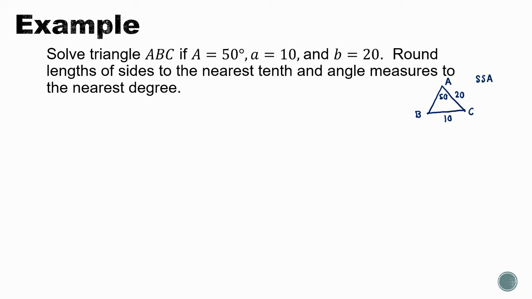So we need to use the law of sines. Notice that we have everything for A's. So we're going to do 10 over the sine of 50 is going to equal, and then the only other side we have is 20. So that means that once again, we are putting it over the sine of B, and we want to solve for B. So we are going to cross multiply.